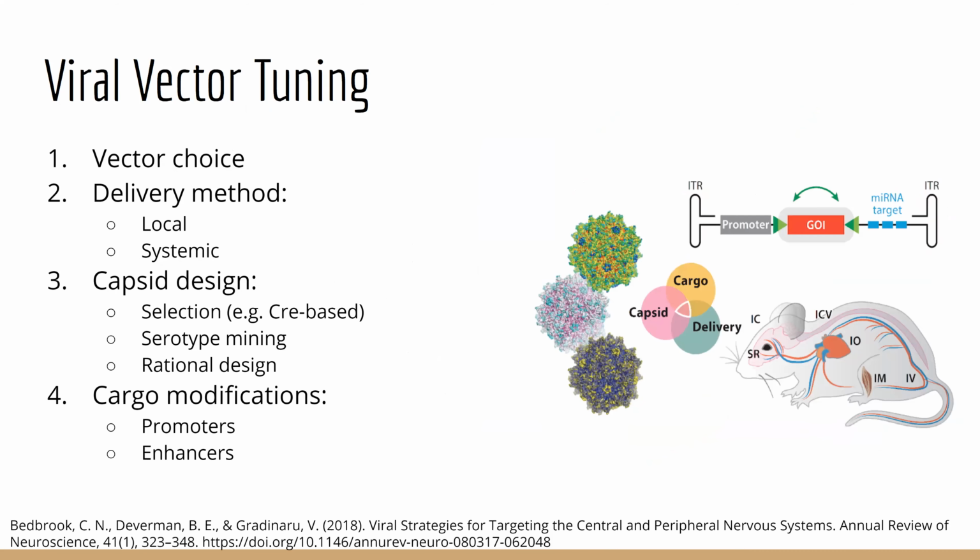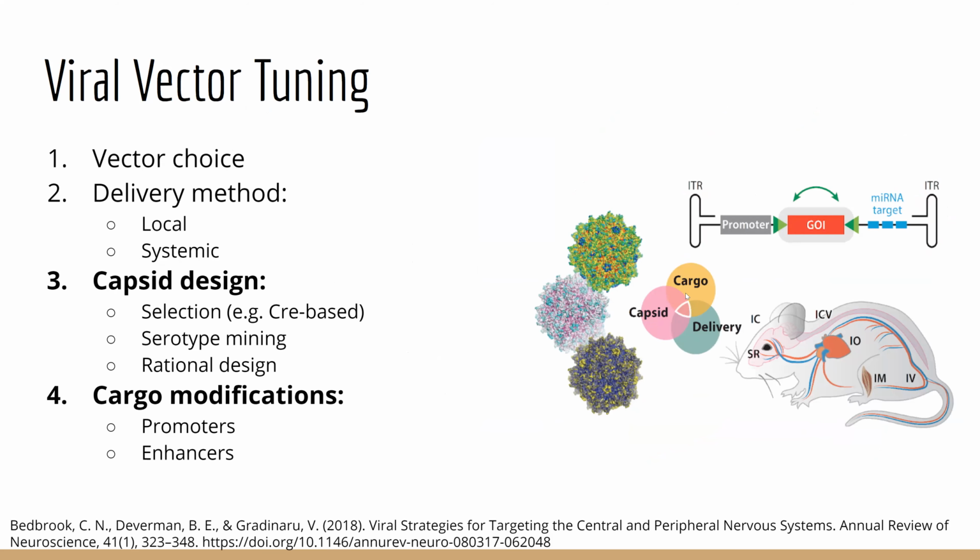And so you have a lot of choices when you go to decide how to deliver your gene. You can choose the vector. AAV is one, but there's also adenovirus, HSV, lentivirus. And then even once you've chosen the vector, there's this kind of triple effect of what capsid, what specific variant, do you choose? What delivery method do you choose, whether it's systemic or local? And also, do you make any modifications to your cargo that will change how your gene is expressed?